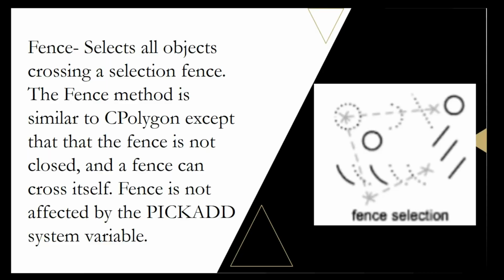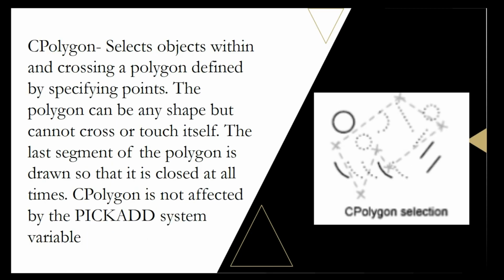Okay, so tapos na tayo sa fence, punta na tayo sa next one. C polygon. So yung C polygon ay malaki yung pagkakaparehas niya kay fence kasi parehas lang rin ang function nila. So select objects within and crossing a polygon defined by specific points. The polygon can be any shape but cannot be crossed or touch itself. So the last segment of the polygon is drawn so that it closes all the time. So the C polygon is not affected by the pick add system.